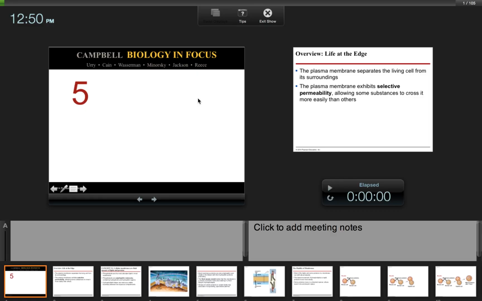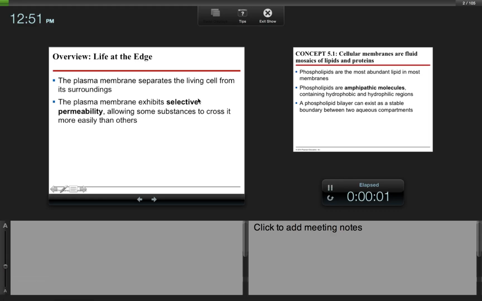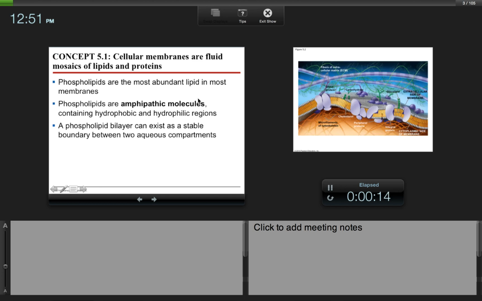Okay, chapter 5 is all about the cell membrane and transport. The plasma membrane separates the living cell from its surroundings. It exhibits selective permeability, allowing some substances to cross it and others to not cross it.